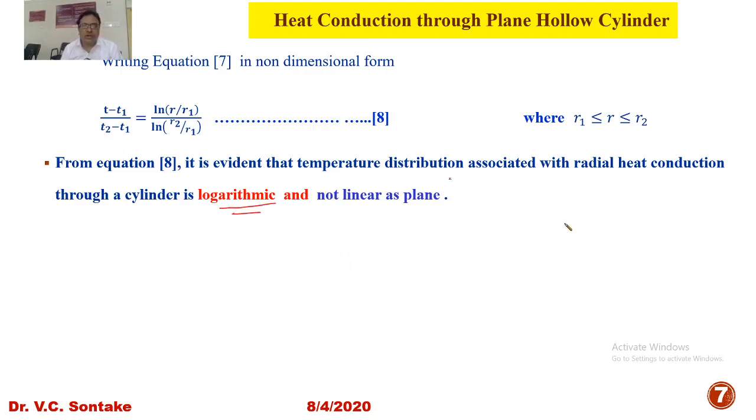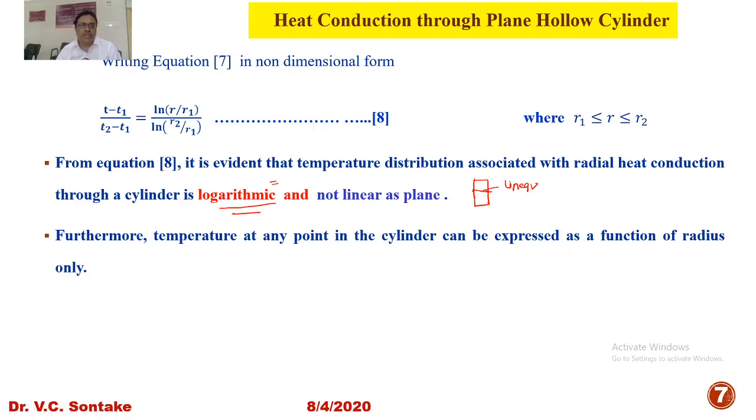If you remember, the variation of temperature in the plane slab is a straight line, that is, linear. Whereas in the case of a cylinder, this profile will be logarithmic, and any logarithmic profile is represented by a curved line. So in the next slide, we will be showing how to represent this logarithmic profile.